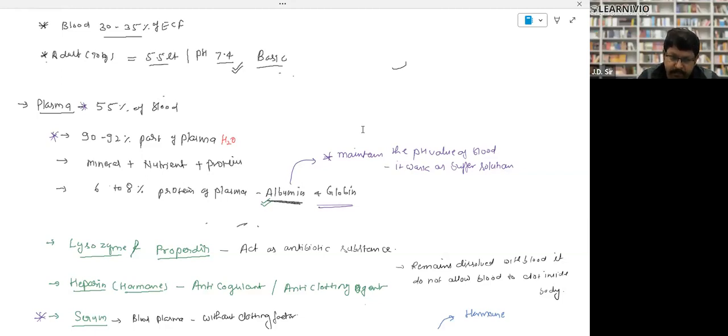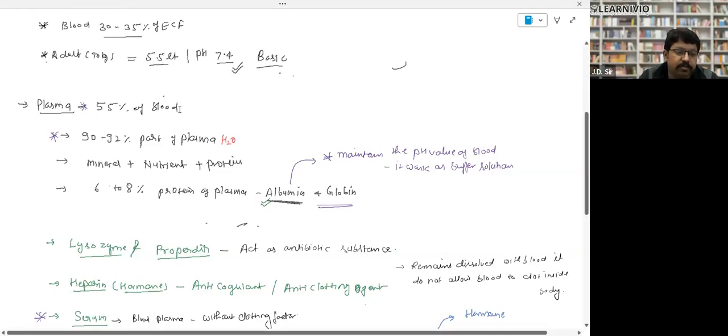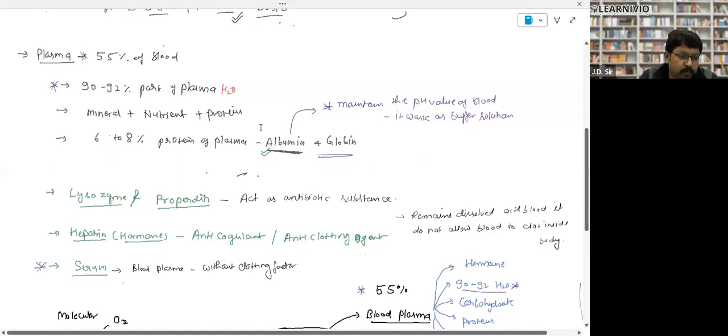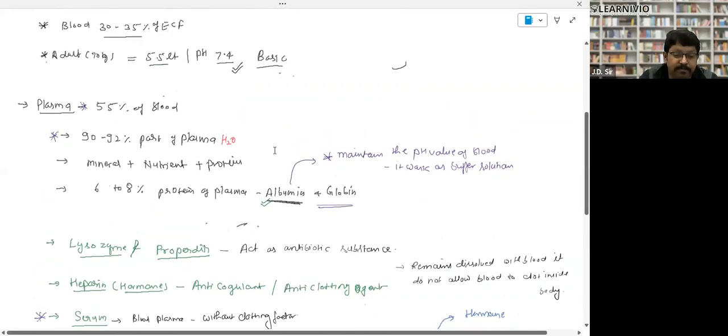Okay, look, when we talk about the plasma, we have already understood that 55% of the blood is plasma. Out of this 55%, 90 to 92% of the plasma is water, right? Minerals, nutrients, and proteins are also found. 6 to 8% of the plasma is protein, which is albumin. Now, I have a question. Try to understand what exactly I want to ask.